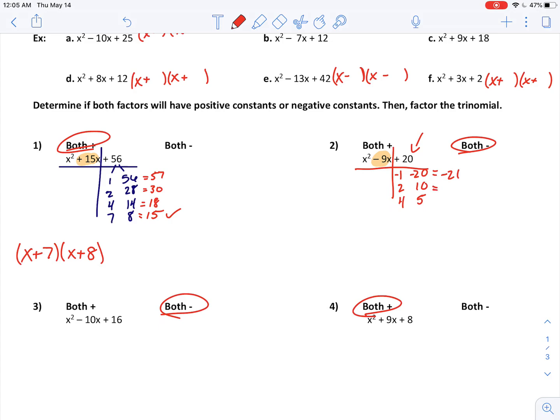2 and 10, I could either get a negative 12, if they're both negative. If I made the 10 positive, it would be a positive 8. If I made the 2 positive, it would be a negative 8. Or I could get a positive 12, so that's not going to work. But a negative 4 and a negative 5 is going to get me a negative 9.